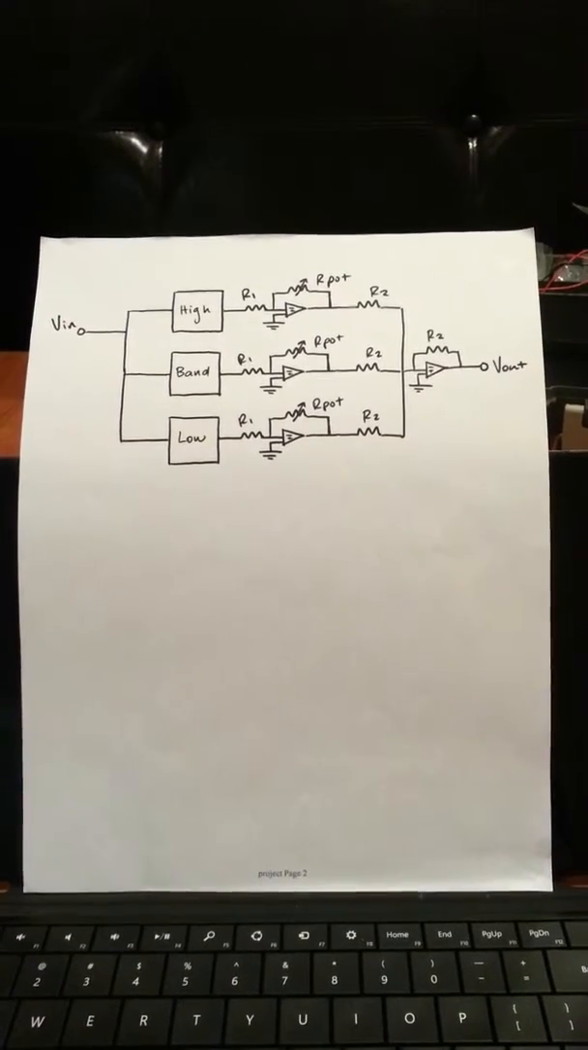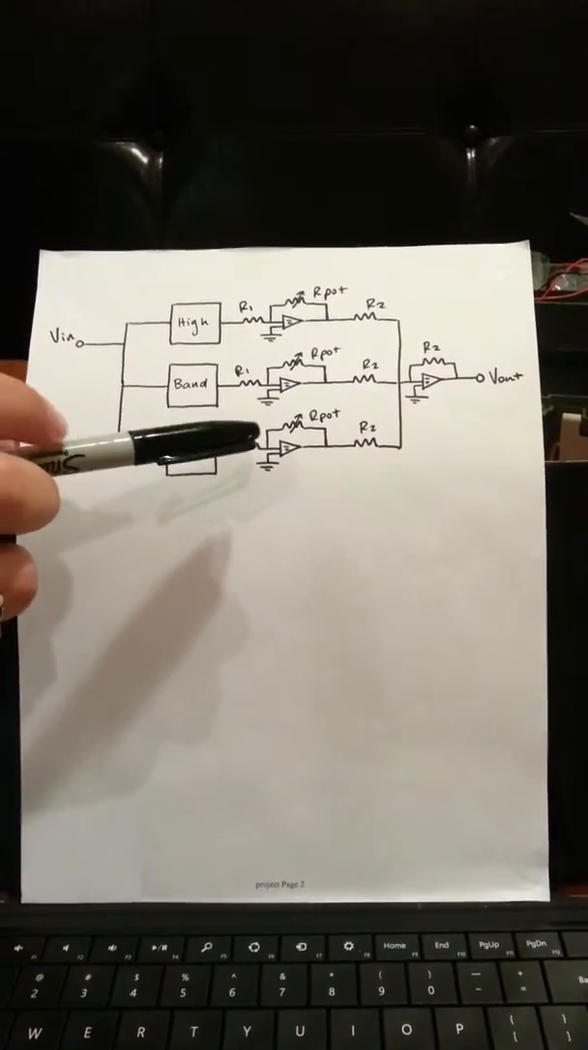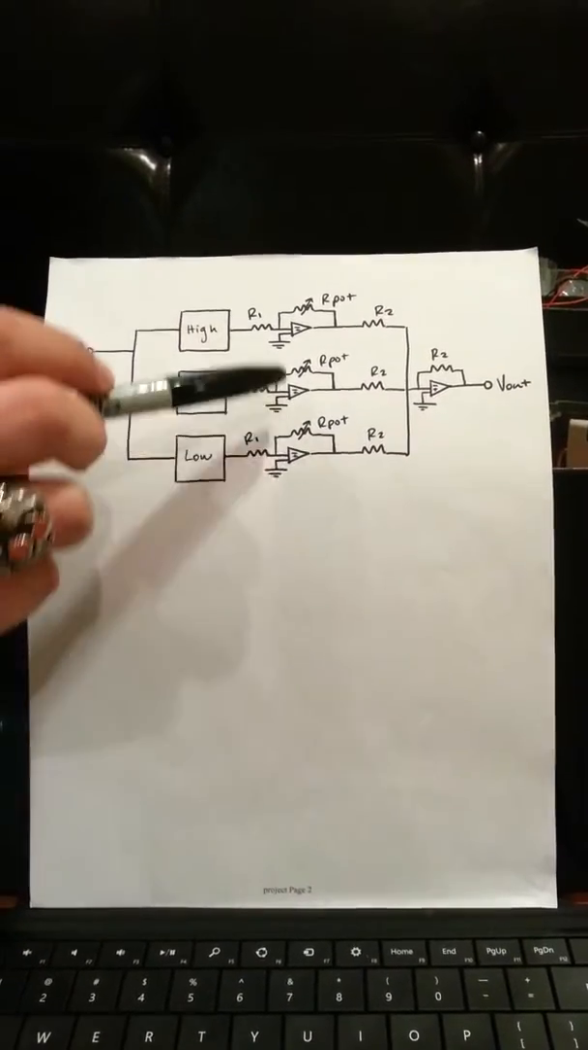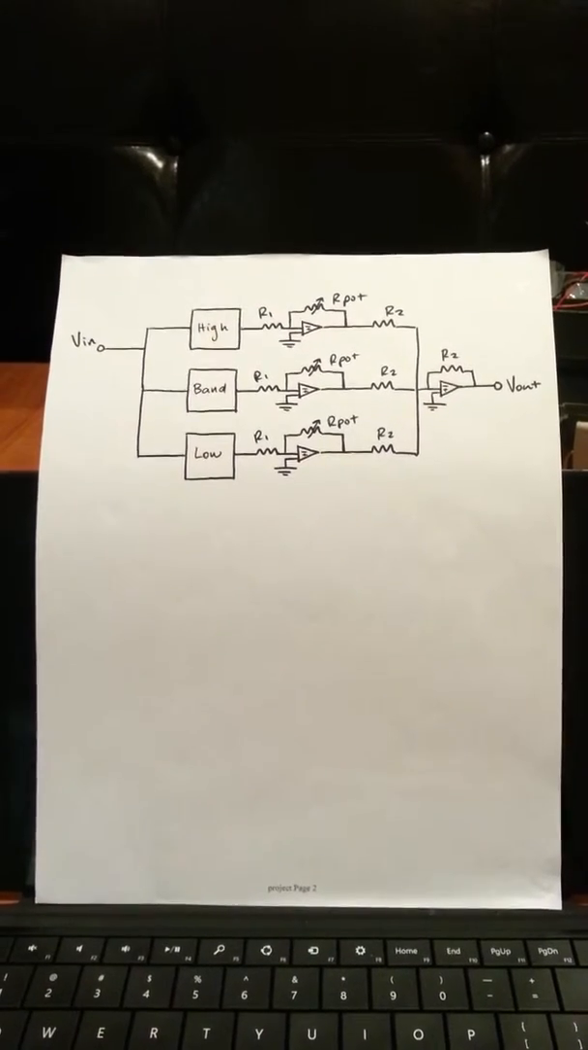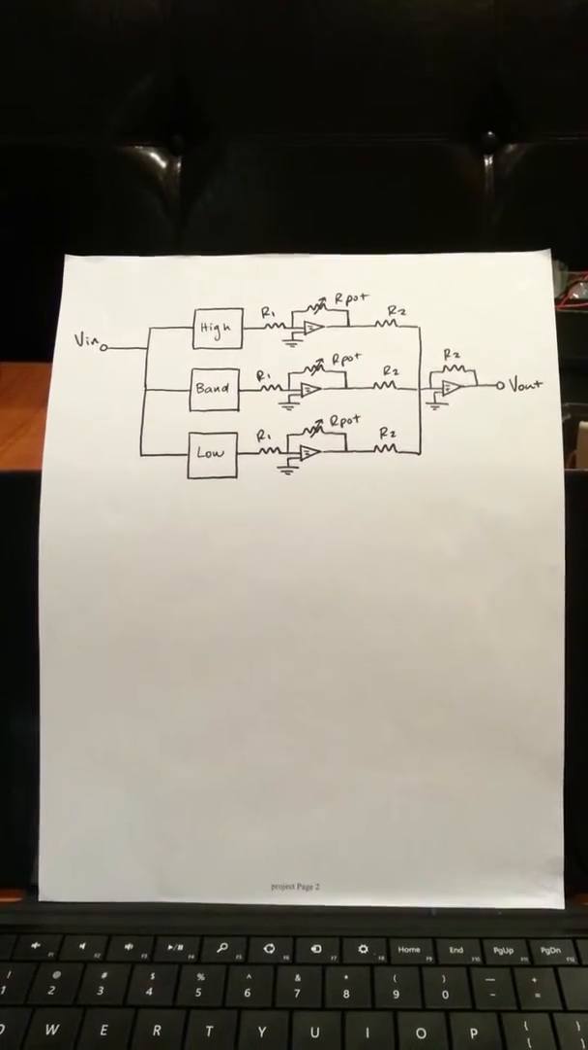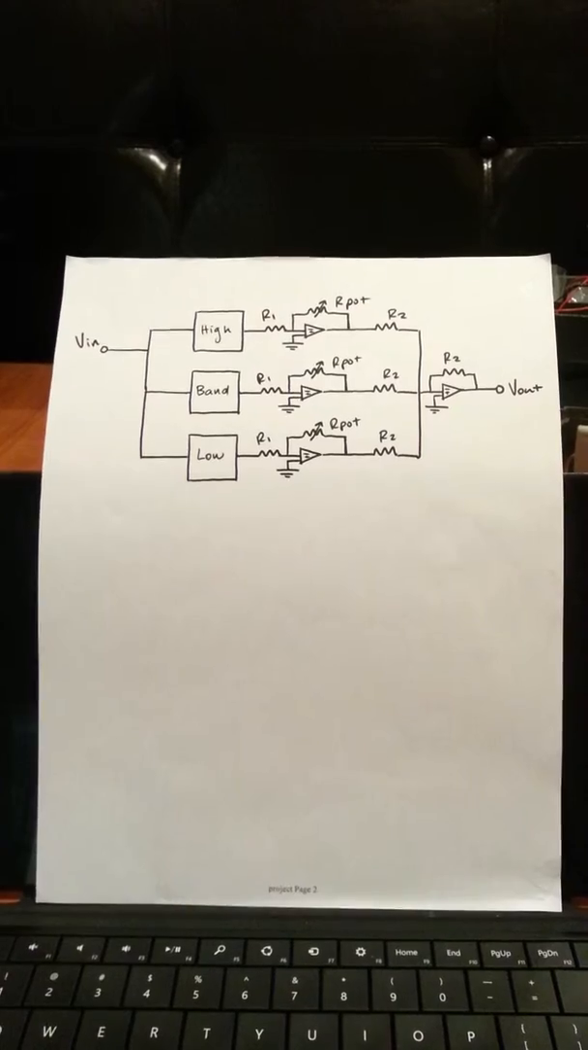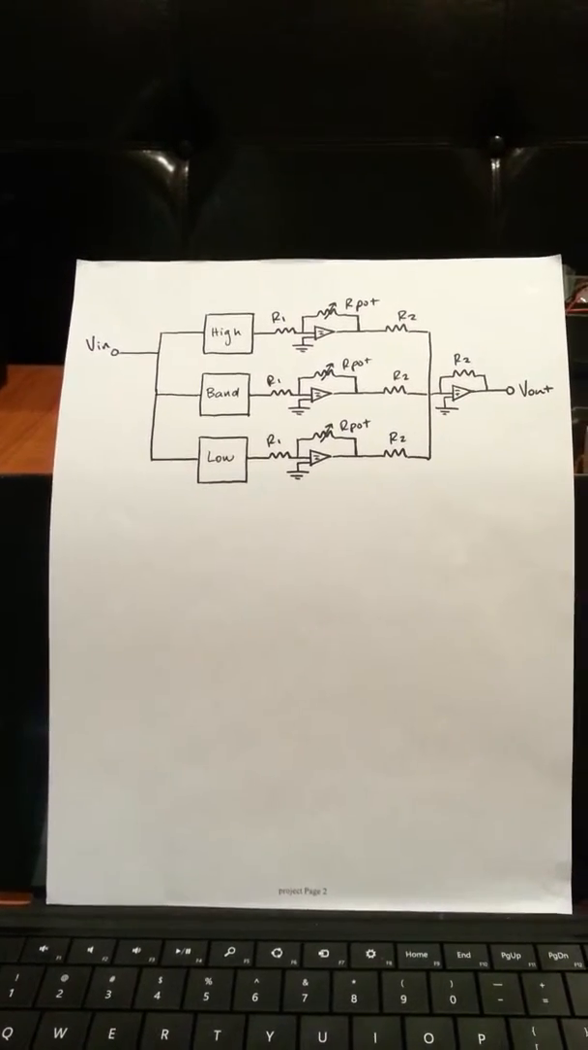Now, the inverting op-amps, if you look closely, you'll see these little symbols here with our pot. These are just potentiometers that allow us to change essentially how loud or how much of a signal comes through the filter in the final output.